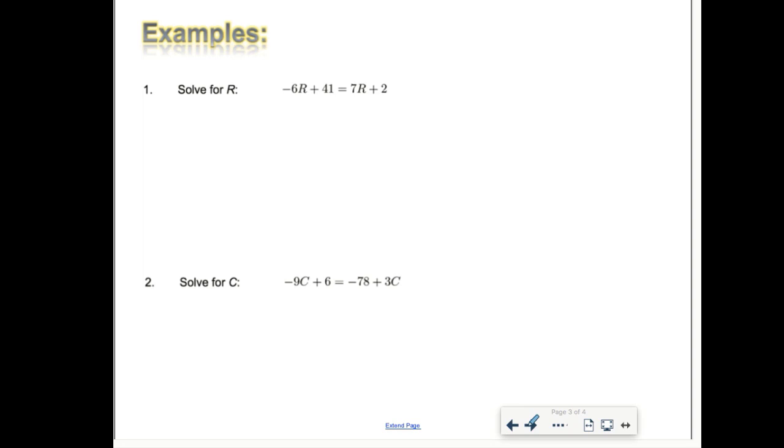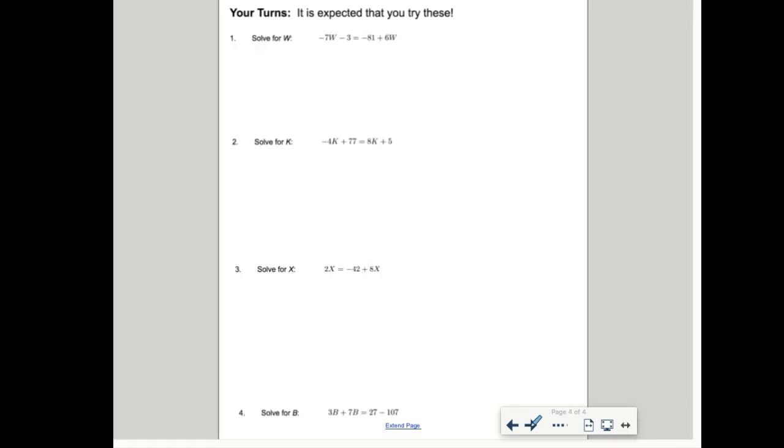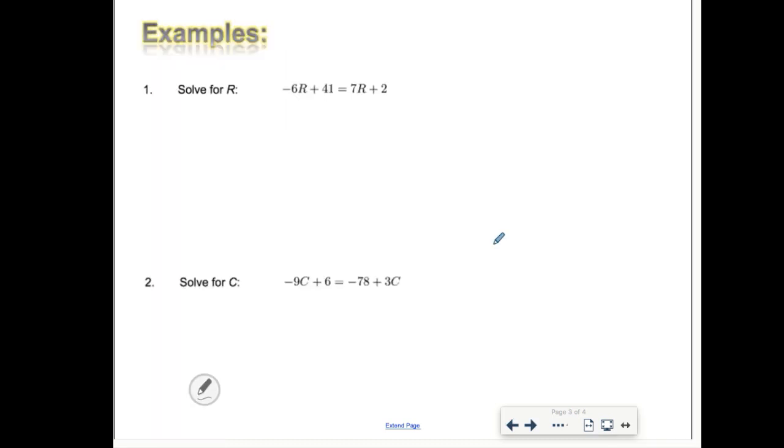So let's go ahead and do a couple of examples. I'm only going to do 2 with you, and then the rest you have, if you look, you have 4 your turns that you're going to do on your own. So let's go ahead and do these 2. The first thing I'm going to do is put my little line because that just helps me keep organized. And if I look, there's no simplifying because both sides only have 2 terms, so I can't simplify anything.